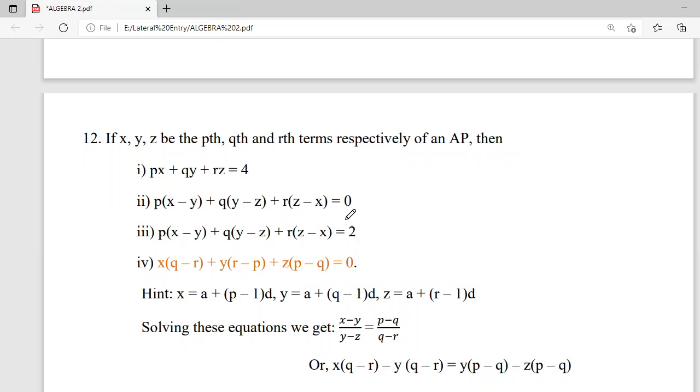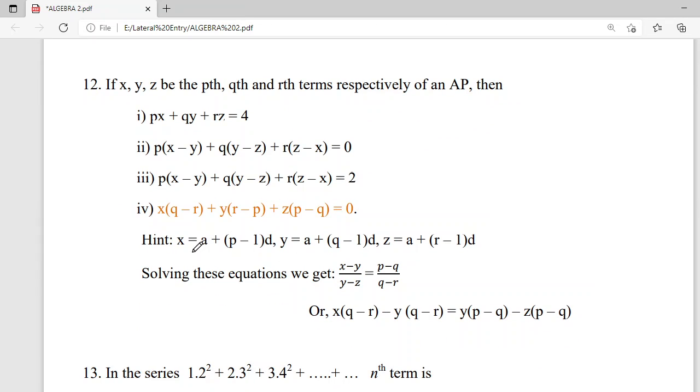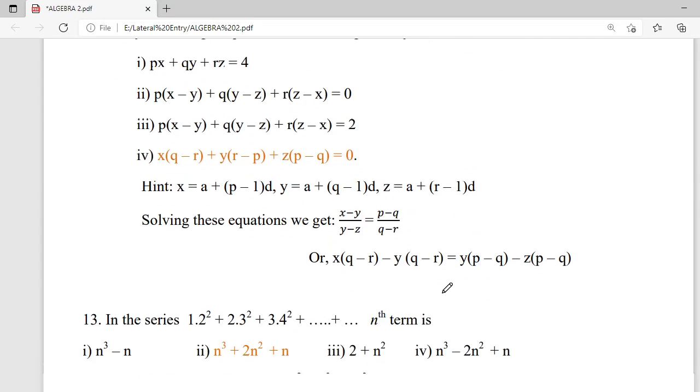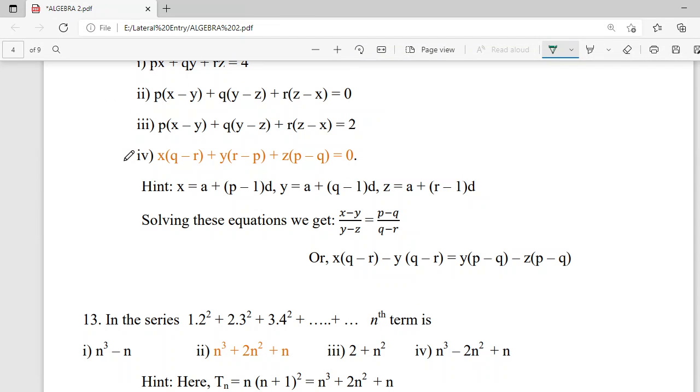Then number 12, it is x plus, I have done this problem. So x is the pth term, that is why we write x like this, because a and d are the same for all these three. So x is equal to a plus p minus 1 into d, y is equal to a plus q minus 1 into d, and z is equal to a plus r minus 1 into d. So solving these equations, we have this one, and we are deriving this. So this is the solution.